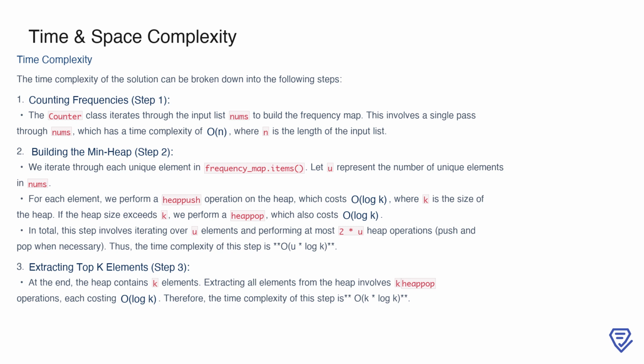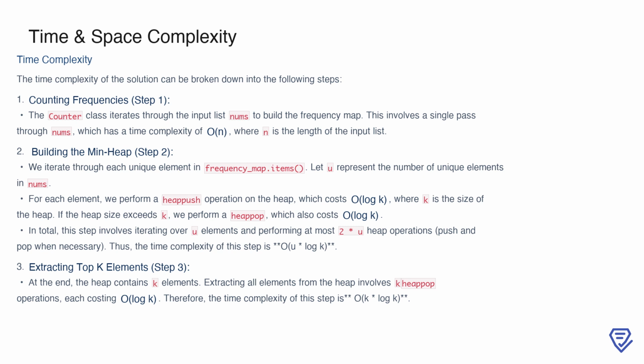Next, we build a min heap to maintain the top k frequent elements. For this, we iterate over the unique elements in the frequency_map, represented as U. Each insertion or removal in the heap costs O(log k), and since we perform these operations at most 2 * U times, this step results in a complexity of O(U * log k).